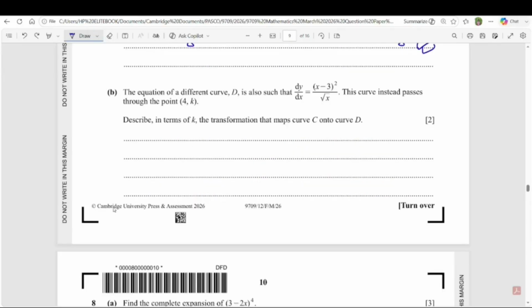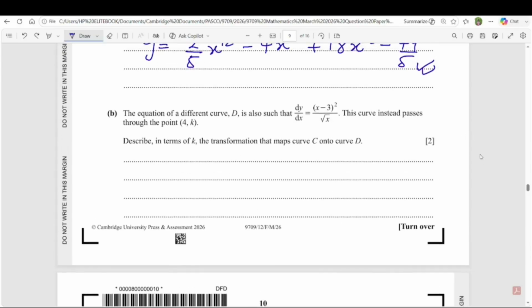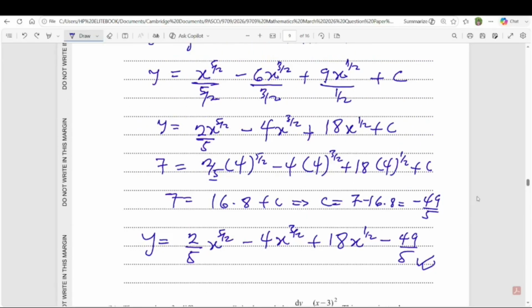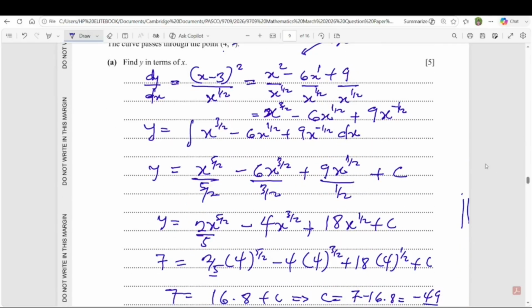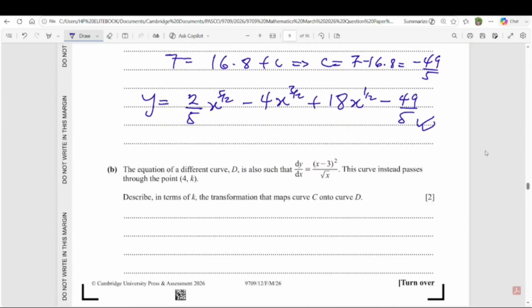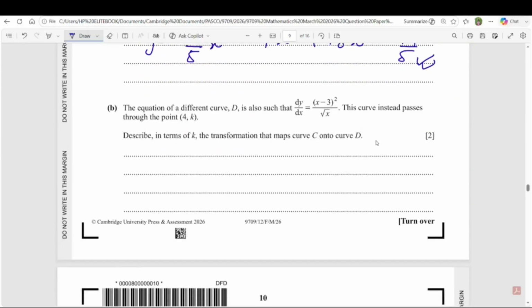So question 7b says that the equation of a different curve D is also such that it has the same differential, but this time around this curve passes through the point (4, k). Describe in terms of k the transformation that maps C onto D. So we know C passes through the point (4, 7), right? So you can do a little sketch and then understand this question.